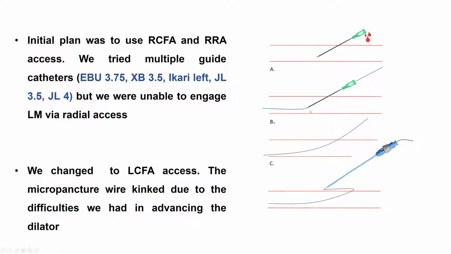We got access, advanced the micropuncture wire, and then advanced the micropuncture kit. But then, when we were trying to advance the micropuncture dilator to exchange for the 0.035 wire, the dilator, instead of getting into the artery, actually kinked the wire and stayed outside the vessel.